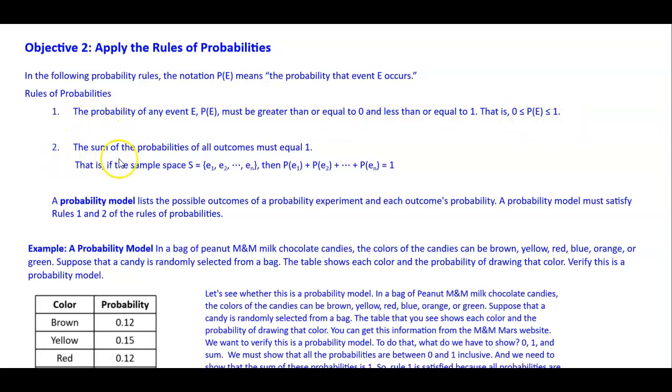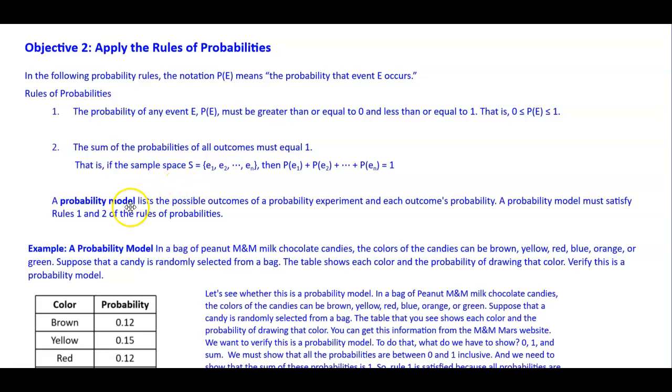Now in part 2, the sum of the probabilities of all outcomes must equal 1. That is, if the sample space S is equal to simple event E1, simple event E2, all the way to simple event E subscript N, then the probability of event 1 plus the probability of event 2 all the way to the probability of event N is going to total up to 1.